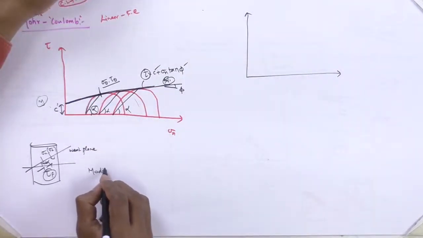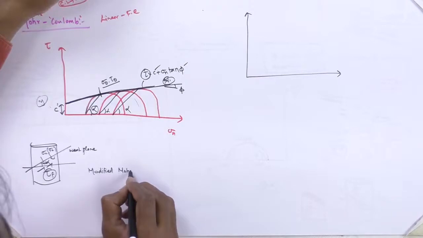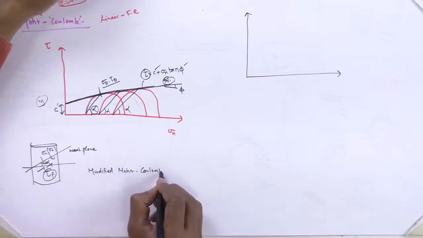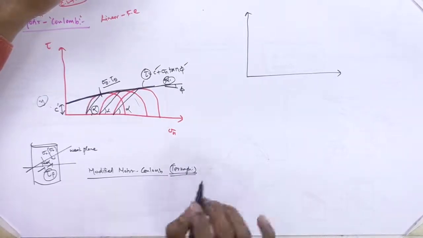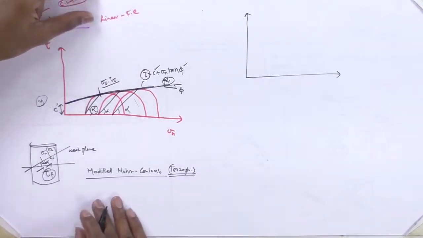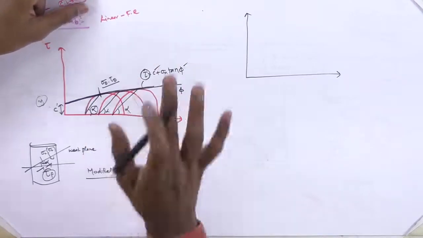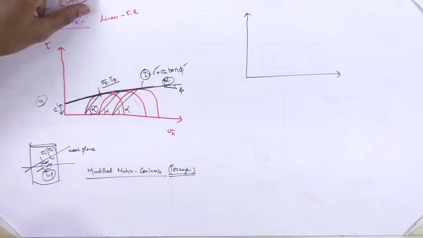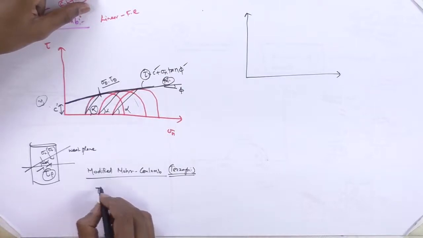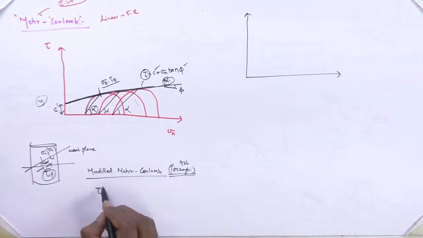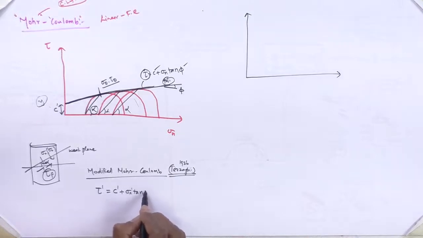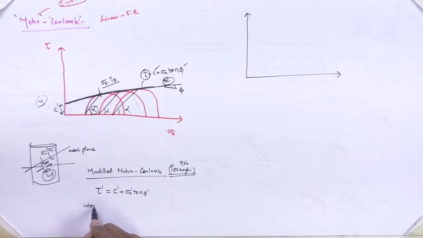Before that, the modified Mohr Coulomb given by Terzaghi. Terzaghi told that this tau value that you are going to find is based on total stresses. After Terzaghi's work in 1936, this was modified into tau dash equals C dash plus sigma n dash tan phi dash. Here C dash and phi dash are in terms of effective stresses.